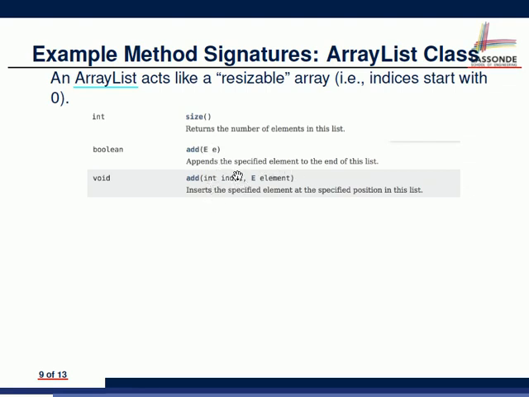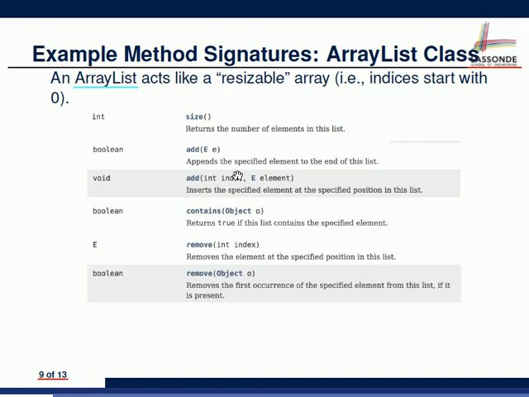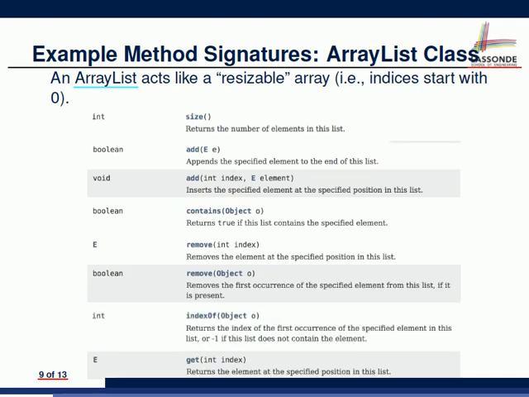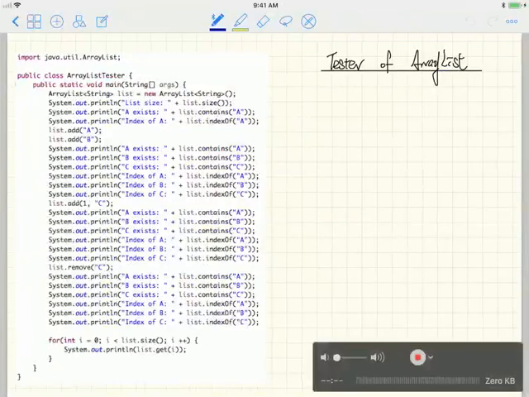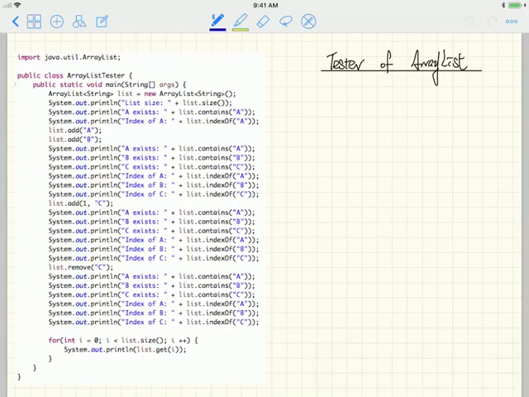I'll show you. And then you also have to know that add, again, is overloading, right? 1 parameter versus 2 parameters over here. And also we got contains, we got remove, we got indexOf, and also we got get. So these are the methods you should know. But let's see one example which will put all of them together. And the example is also on the course website.